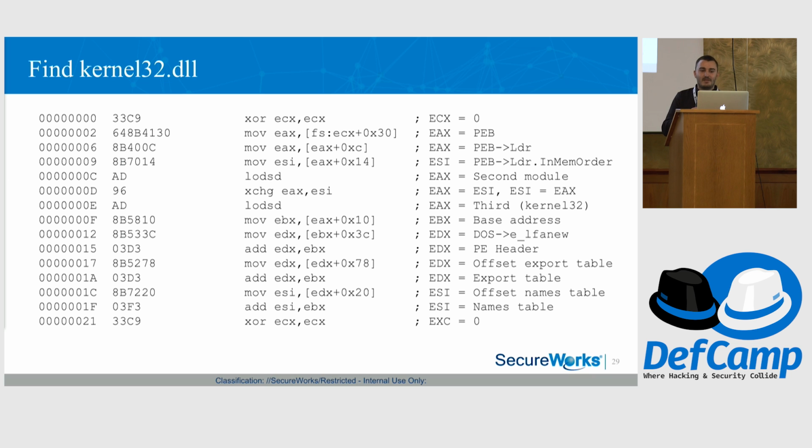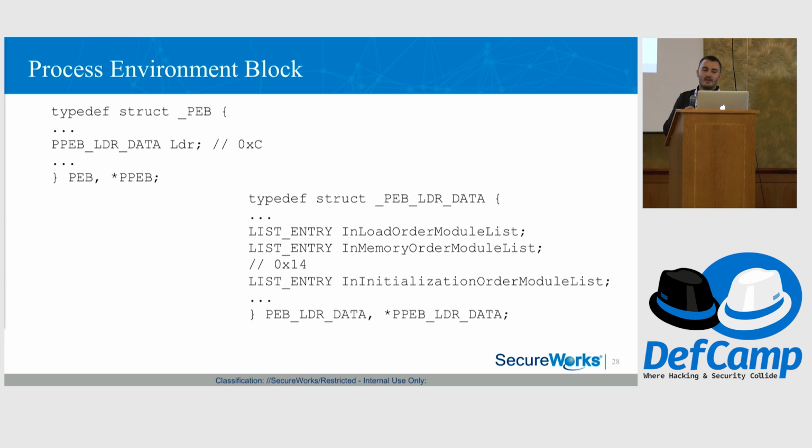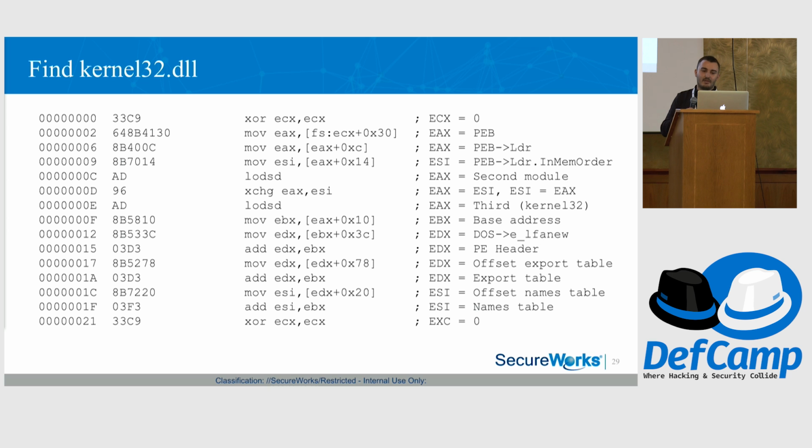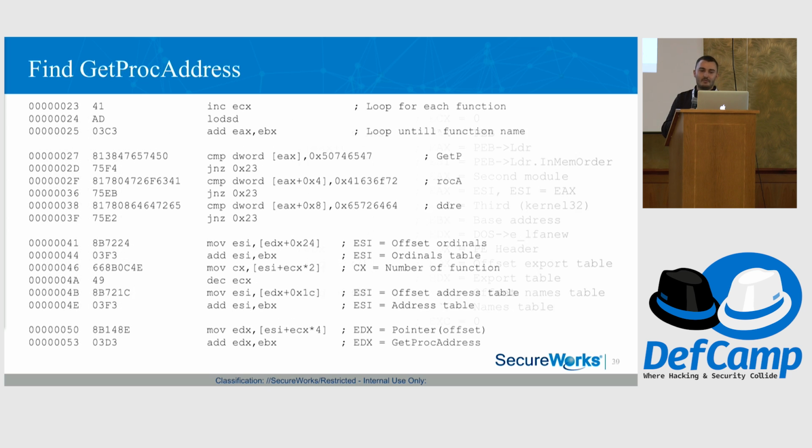So this is the assembly code that finds the kernel32 address. It's not that complicated if you take it step by step, but it's also not easy to understand. It just parses the PEB structure and its internal structures in order to find the kernel32 address. Then you need to find the export table of that DLL. You find the export table and you loop through all exported functions in order to find the GetProcAddress function.